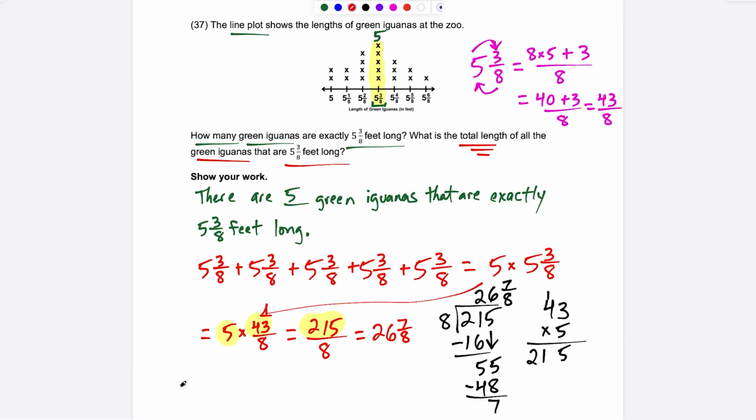What is the total length? I'm just going to write over here. We're going to say the total length is equal to 26 and 7/8 feet.